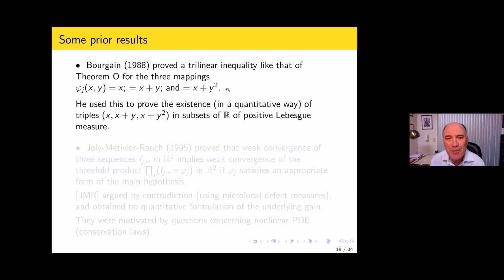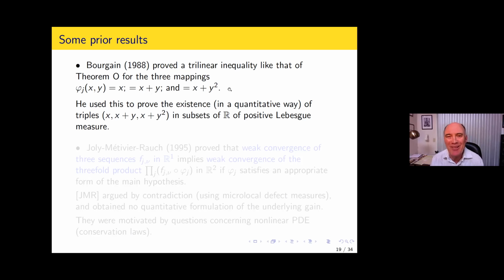And of course, we saw this basic example just 2 weeks ago in the lecture. And so Bourgain used an inequality to prove the existence of triples x, x plus y, x plus y squared in subsets of the reals of positive Lebesgue measure in a certain quantitative way.